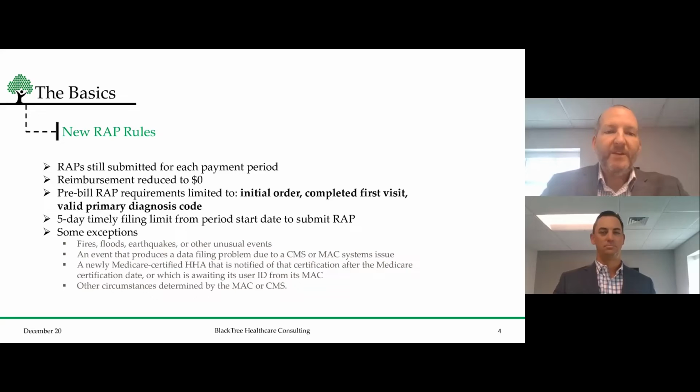So in terms of the basics of the rule, RAPs are still going to be submitted for each payment period you have. So we know we switch from PPS to PDGM. We switch from the 60-day episode to the 30-day payment period. RAPs are still going to be required to be submitted for each and every single one of those payment periods.